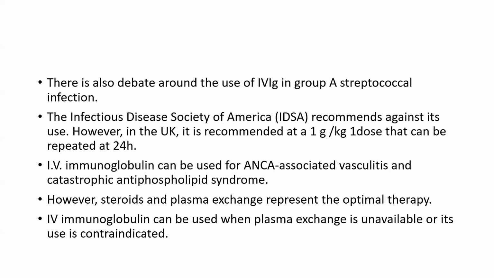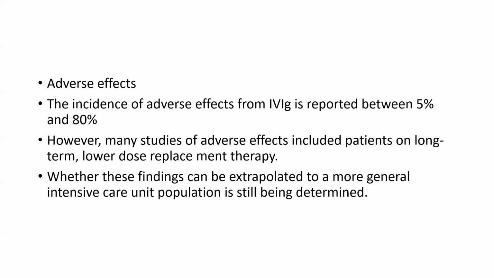IV immunoglobulin can be used for ANCA-associated vasculitis and catastrophic antiphospholipid syndrome. However, steroids and plasma exchange represent the optimal therapy. IV immunoglobulin can be used when plasma exchange is unavailable or its use is contraindicated.